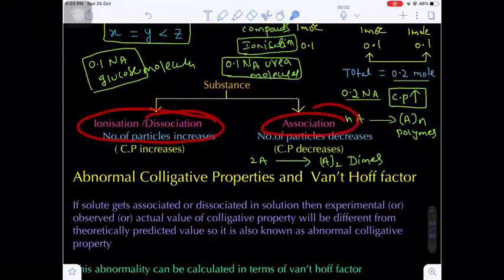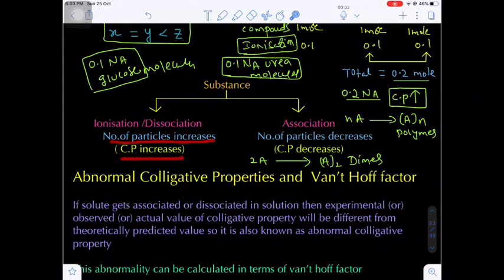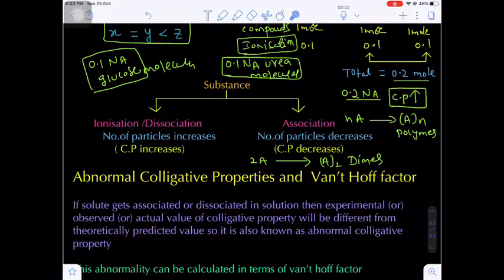In the ionization or dissociation case, the number of particles increases, thereby colligative properties increase. Whereas in the association case, the number of particles decreases, thereby colligative properties decrease. Okay, that means in these two cases the colligative properties are different, which can be explained with the help of experimental data.